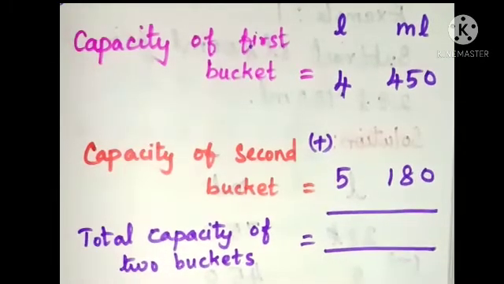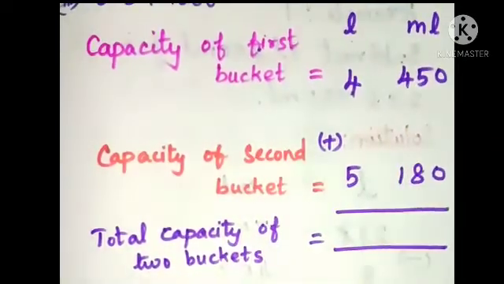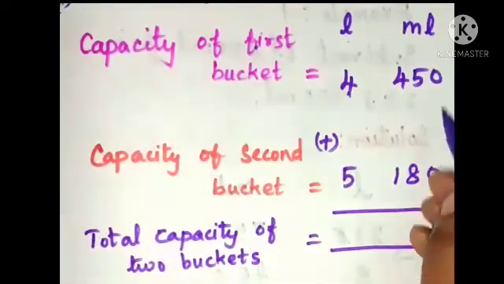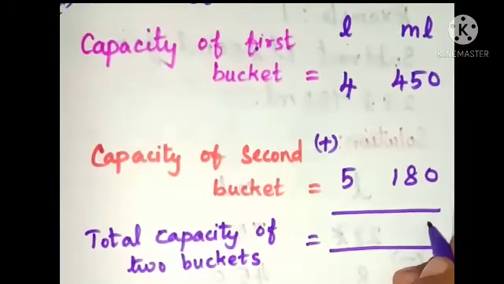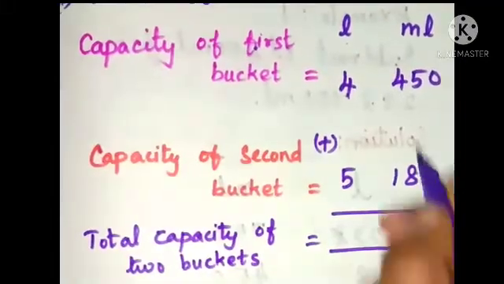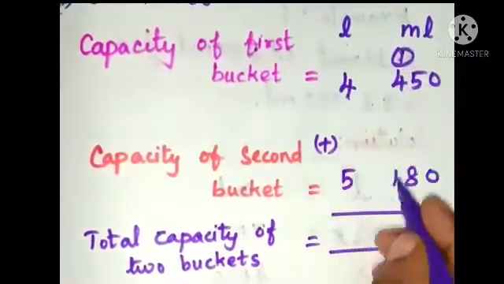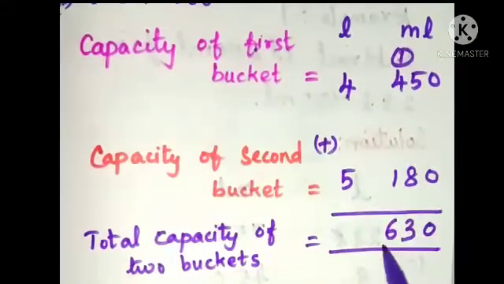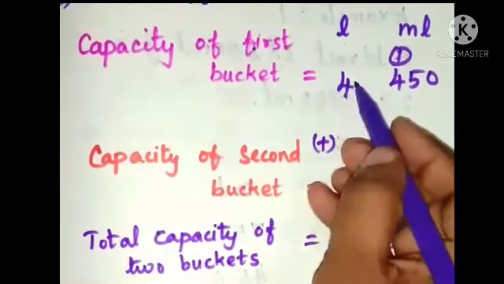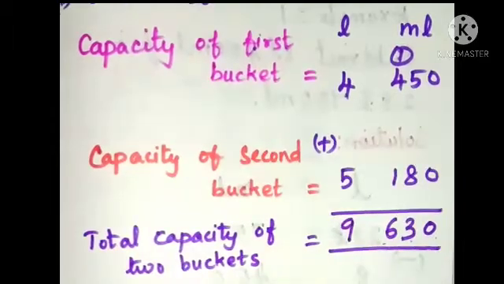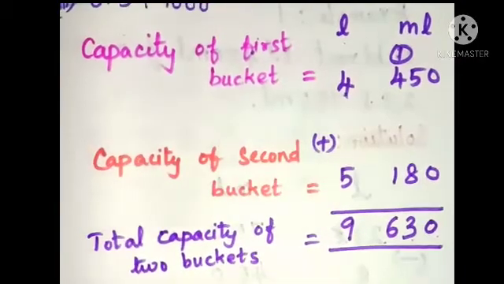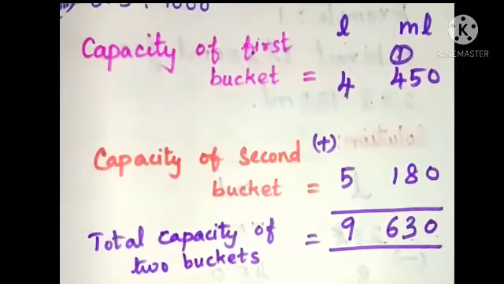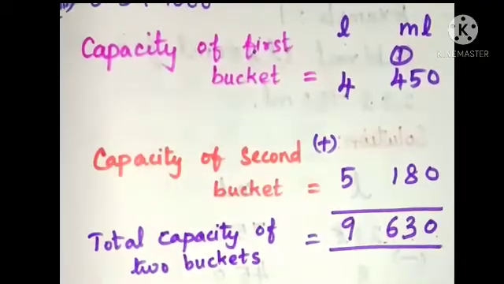Now start with milliliters. So we have to add the values which are in the milliliters. 0, 5 plus 8, 13. 1 plus 4, 5, 5 plus 1, 6. 630 milliliters. And 4 plus 5, 9. 9 liters. Thus, the total capacity of 2 buckets is 9 liters 630 milliliters.